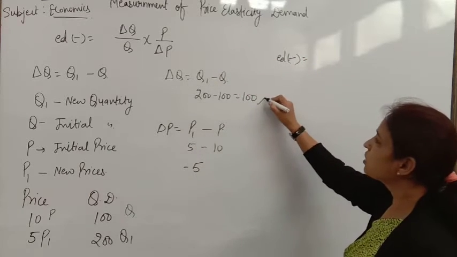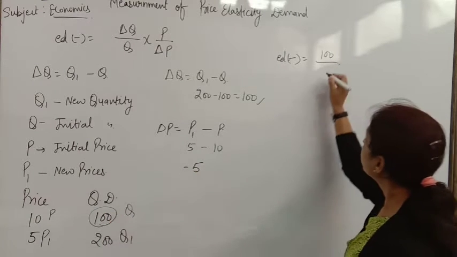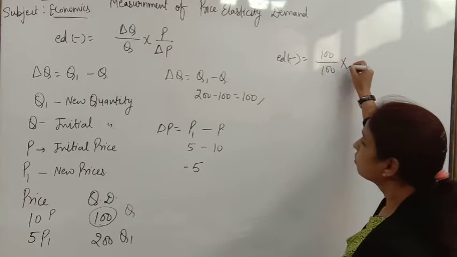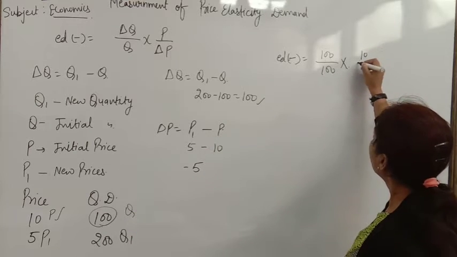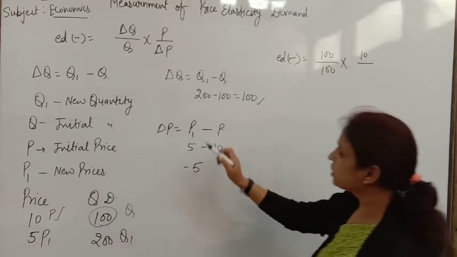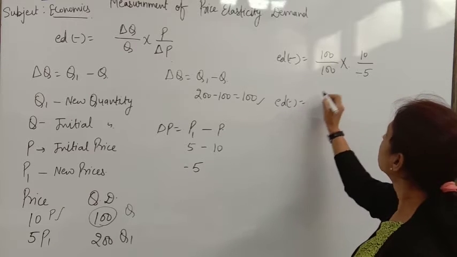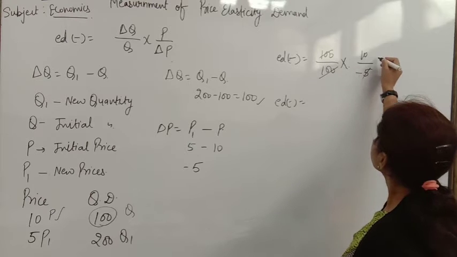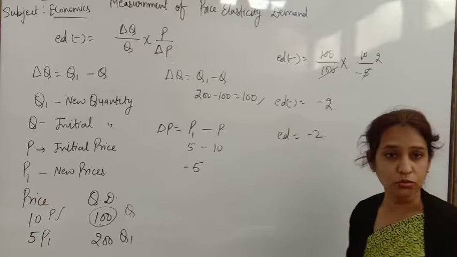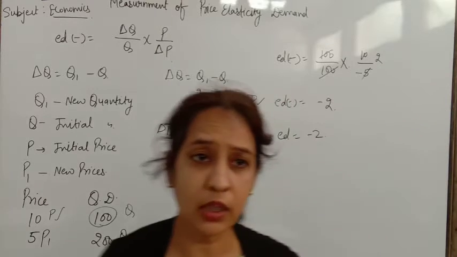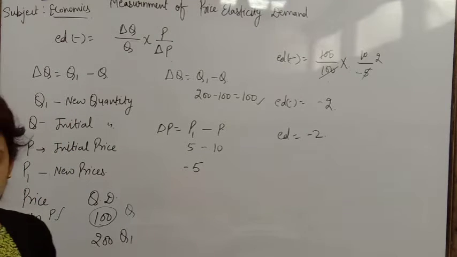Now apply the formula of ED, elasticity of demand, with minus. Change in Q, how much will it be? 100. Q, initial quantity, 100, into P, initial price, that is 10, and change in prices, that will be minus 5. ED equals 2, that will be minus 2. So ED will be minus 2. Clear? So the elasticity is greater than, sorry, less than 1. ED equals minus 2.